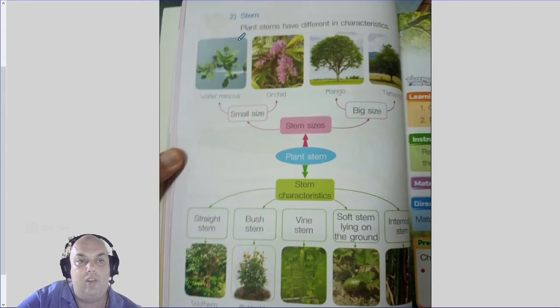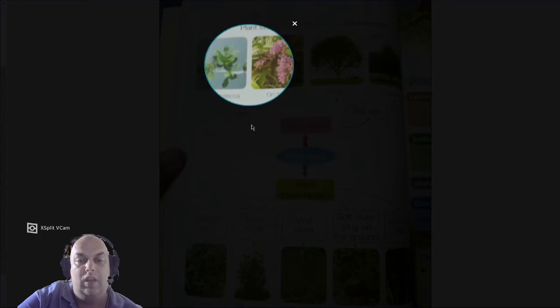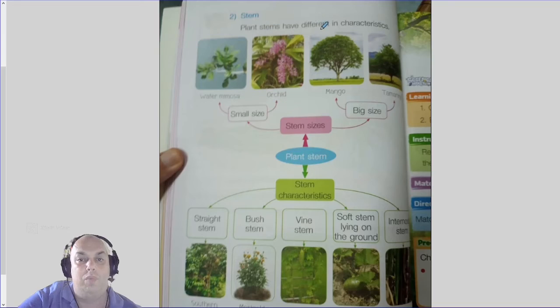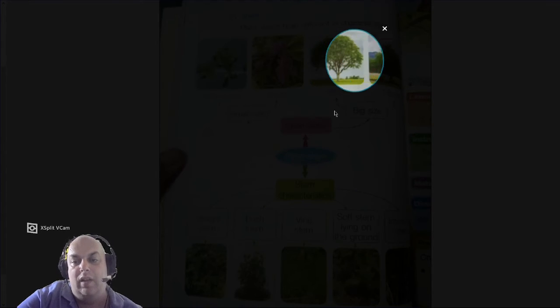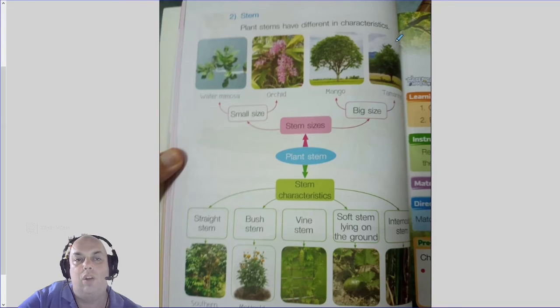Alright, let's have a look at the different characteristics of some plant stems. So over here in the example we have small size stems. Over here we can see the water mimosa and over here the orchid. The orchid and the water mimosa have small stems. Then there are also big stems, like the mango tree over here. It has a big, strong stem. And over here, the tamarind tree also has a very big stem. Now in trees, we can also call the stem the trunk. The trunk of a tree is the stem.